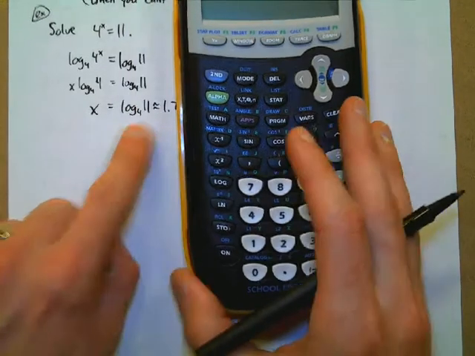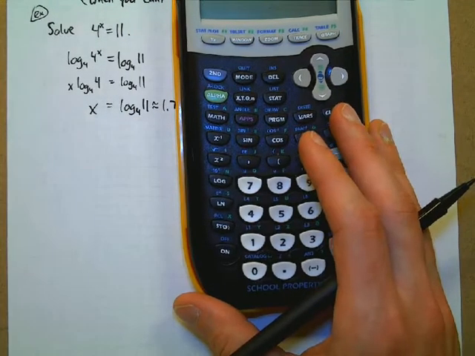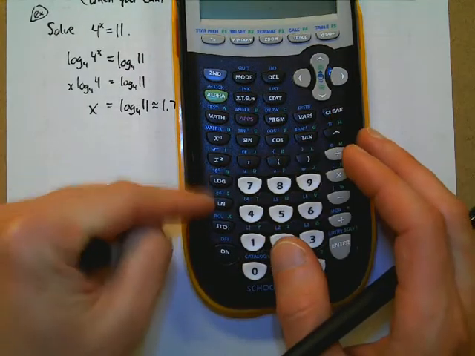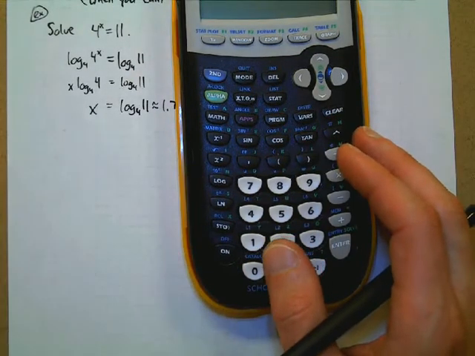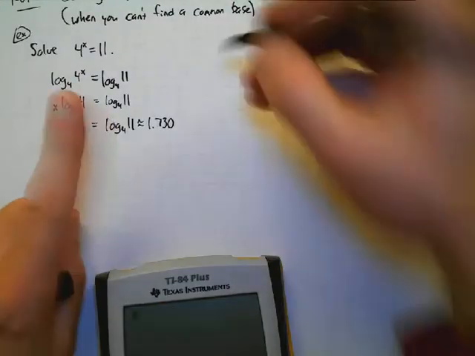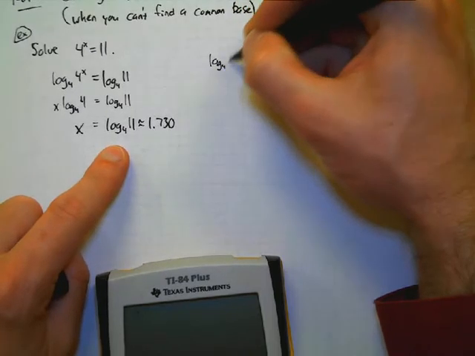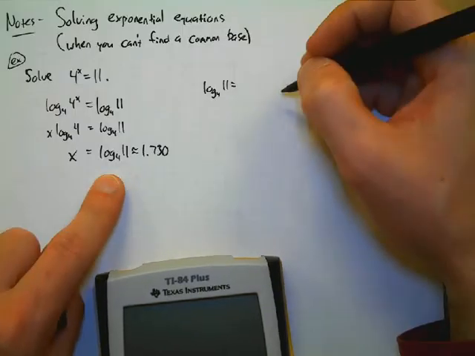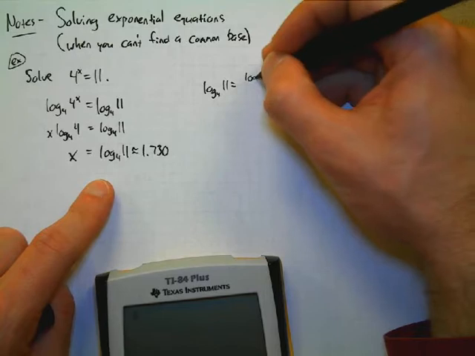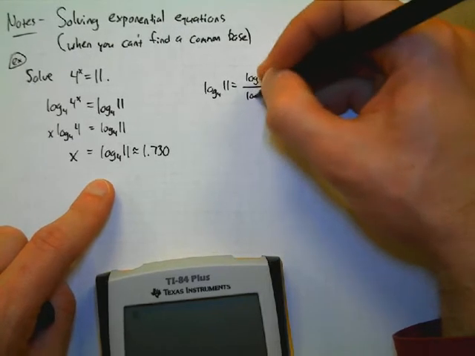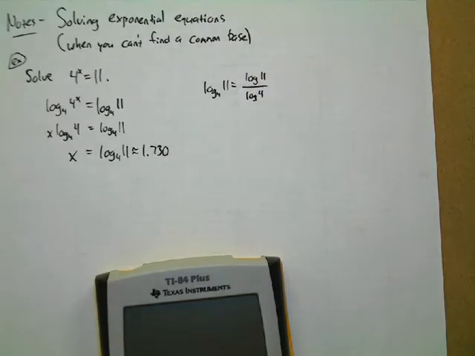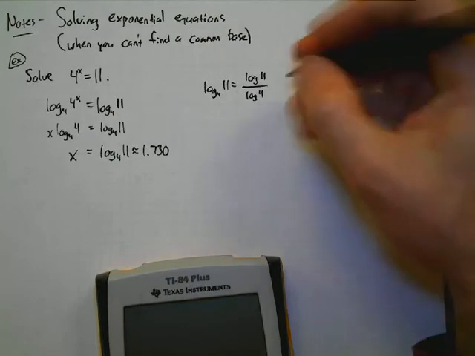Well, it turns out that log base 4 of 11 is exactly the same as log of 11 over log of 4. This is called change of base. Or you could say that log base 4 of 11 is the same thing as the natural log of 11 divided by the natural log of 4. Okay?